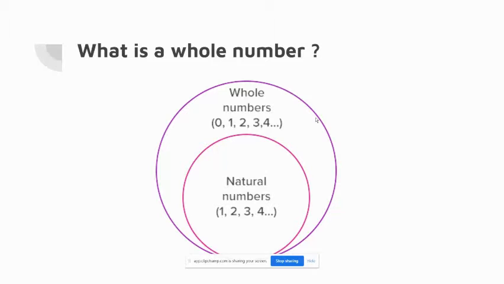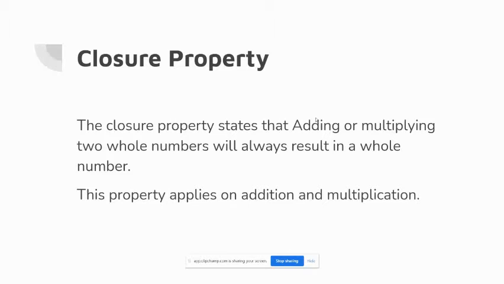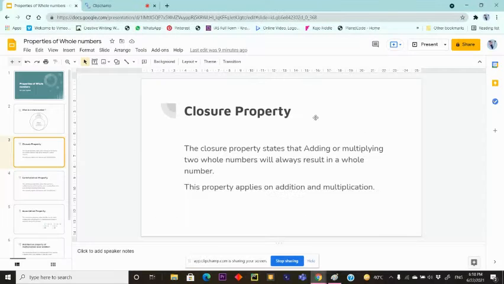What are the properties of whole numbers? Let's see that. First, the closure property. The closure property states that adding or multiplying two whole numbers will always result in a whole number. Either the sum or the product, they will be whole numbers. This property applies to addition and multiplication.